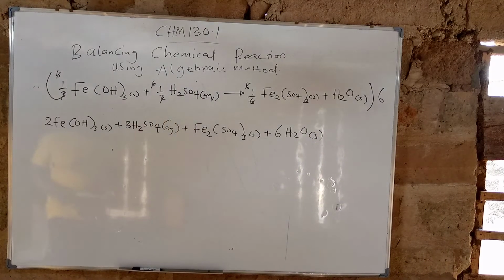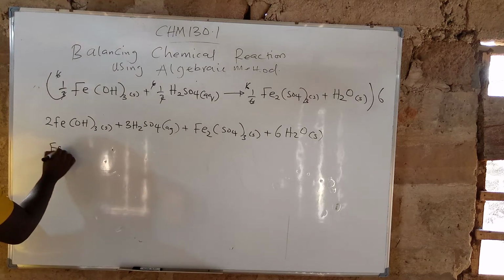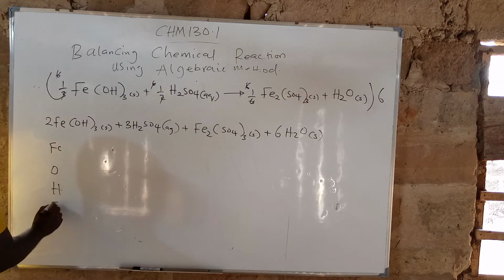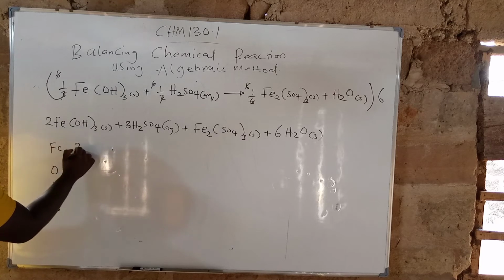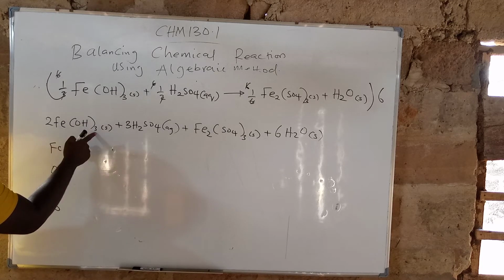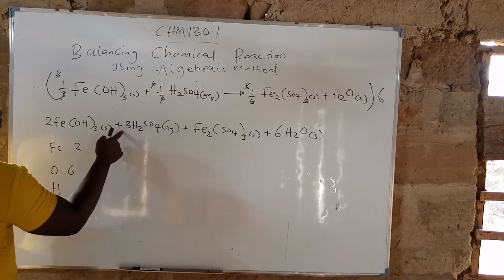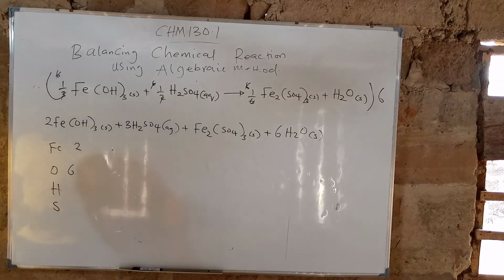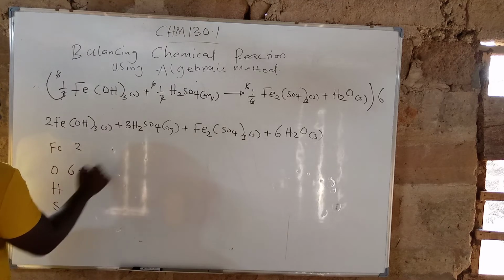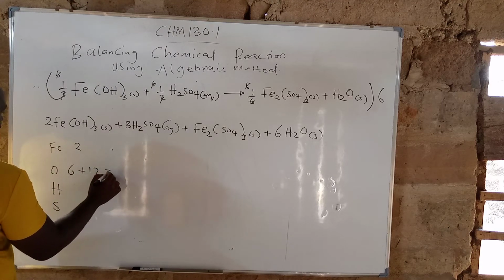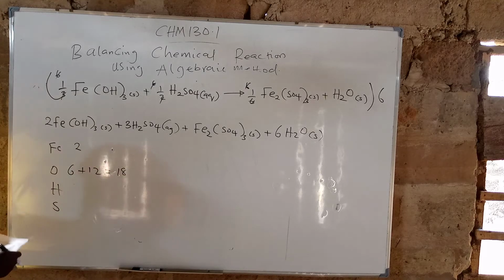And of course, you should know that we normally do a check. You need to check to confirm your answer to know if you have the correct answer. Now the next thing is, of course, we have iron, oxygen, hydrogen, sulfur. Iron here is 2, right? Oxygen here is 1 times 6 in this, so we have oxygen to be 6. We have oxygen here, 4 times 3 to be 12, right? So we have 6 plus 12, which will give you 18 oxygen.